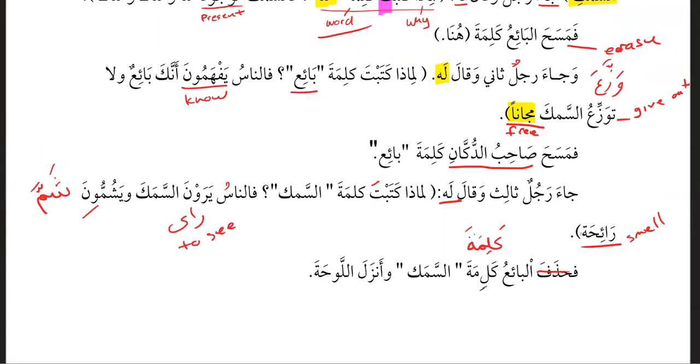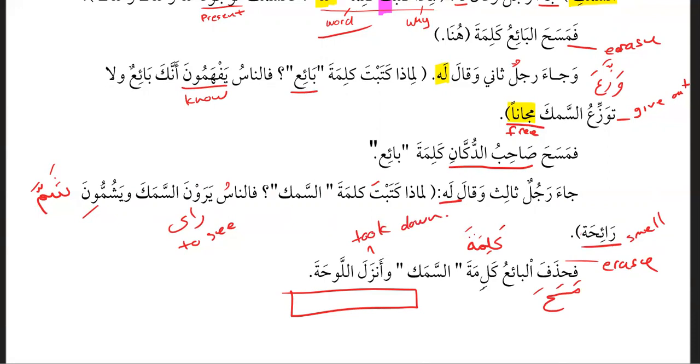فحذف, أي مسح. So فحذف is the same as erase. What's going on now? فحذف البائع كلمة السمك. So مسح is to erase again. So the seller, he erased the word السمك. Looks like people don't like this seller. So what's left on the sign? Nothing. وَأَنْزَلَ اللَّوْحَةَ. And he took down the sign. They got what they wanted.